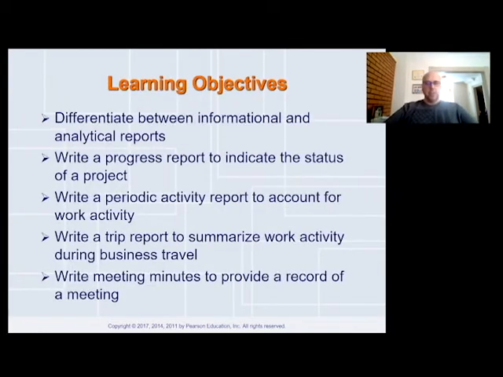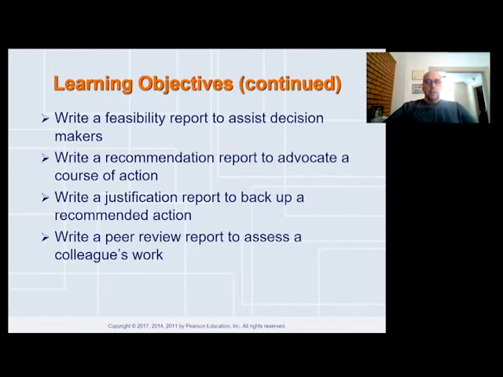Learning objectives for this section: we're going to be differentiating between informational and analytical reports, write a progress report to indicate the status of a project, write a periodic activity report to account for work activity, write a trip report to summarize work activity during business travel, write meeting minutes to provide a record of a meeting, write a feasibility report to assist decision makers, write a recommendation report to advocate a course of action, write a justification report to back up a recommended action, and finally, write a peer review report to assess a colleague's work.